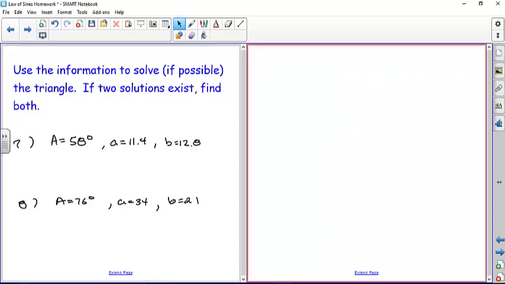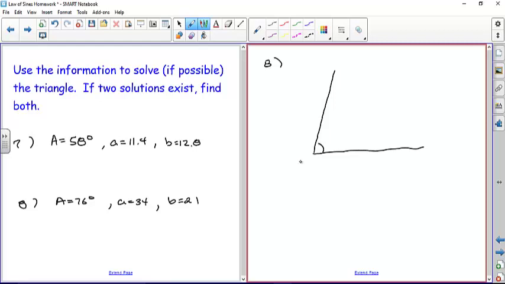Okay, so now we got another situation here. So let's kind of draw it out. This is number 8. And I'm thinking we have no solutions to this one. It's just a gut feeling. So this is angle A, 76. I'm drawing it close to 90, but less than 90. Then you have some opposite side.